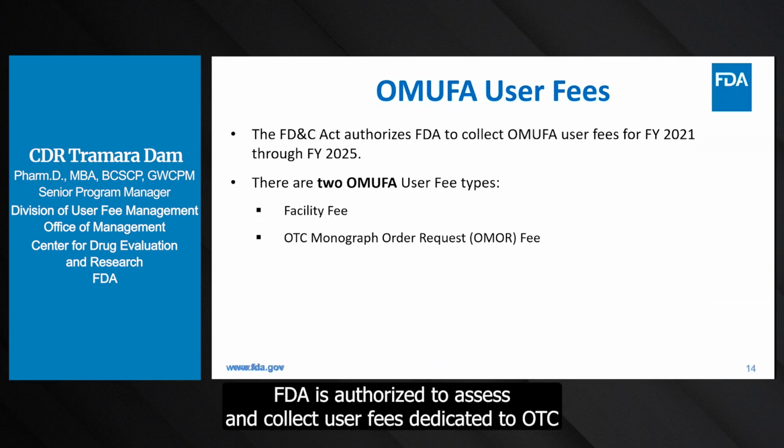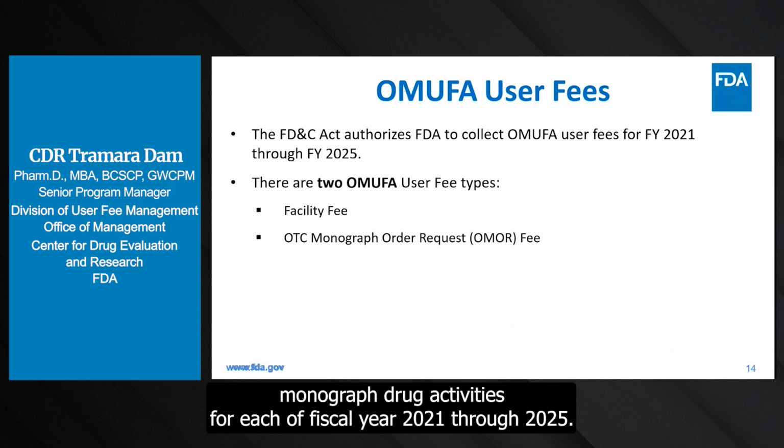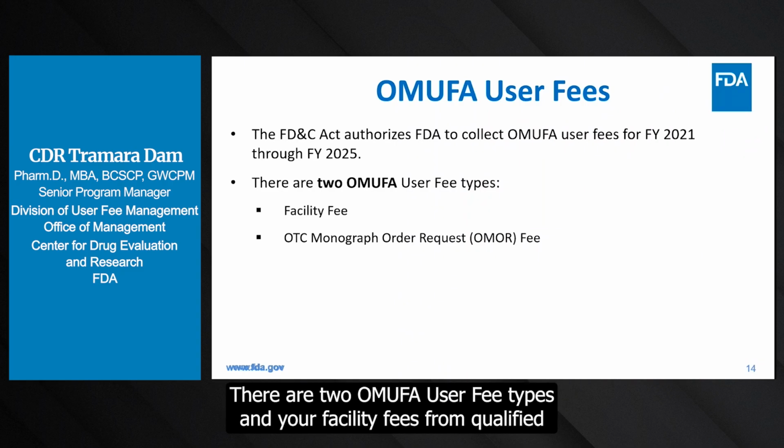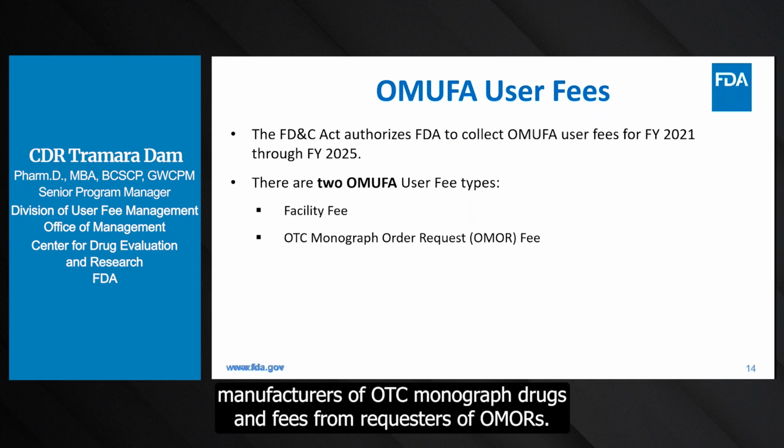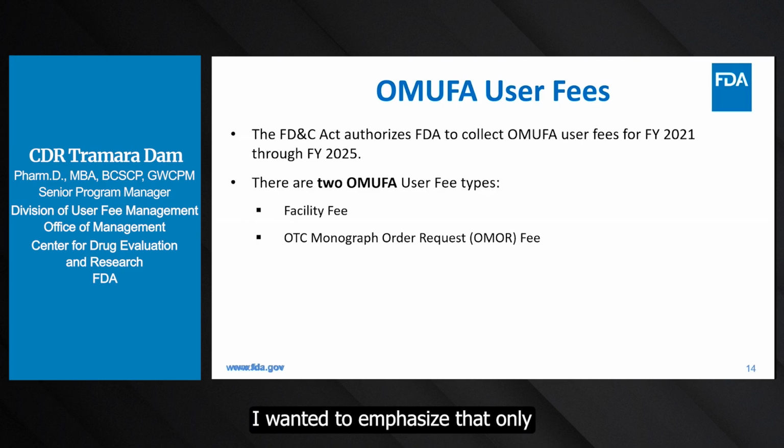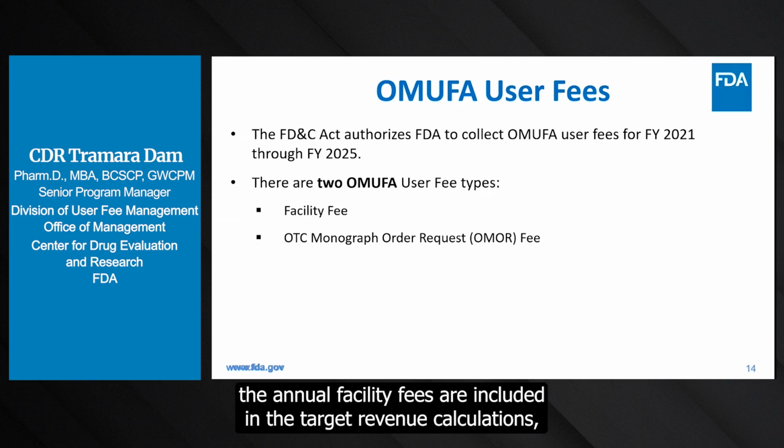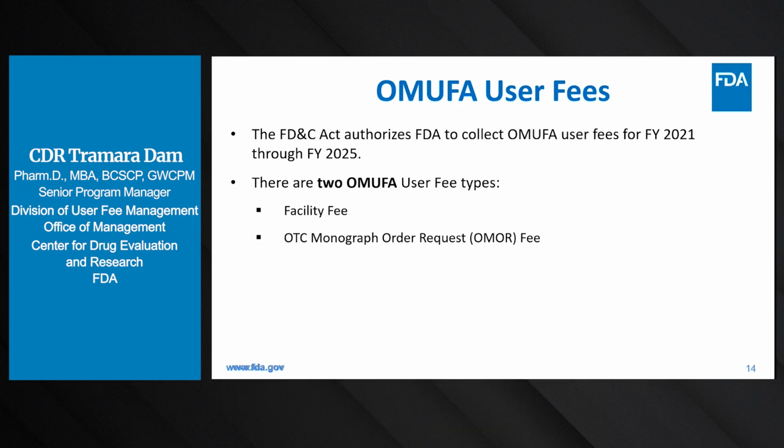Under the CARES Act, FDA is authorized to assess and collect user fees dedicated to OTC monograph drug activities for each of fiscal years 2021 through 2025. There are two OMUFA user fee types: annual facility fees from qualified manufacturers of OTC monograph drugs and fees from requesters of OMORs. I wanted to emphasize that only the annual facility fees are included in the target revenue calculations, and OMOR fees are not included in the target revenue calculations.